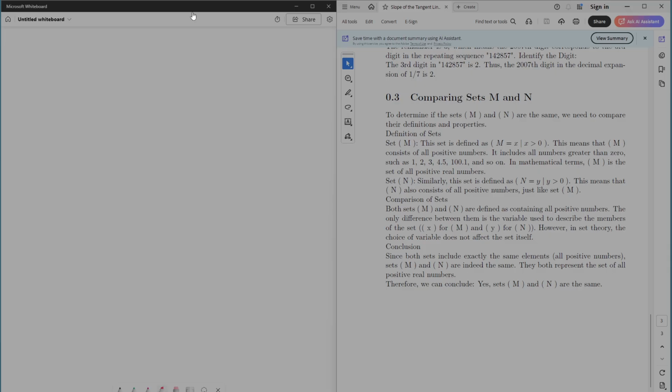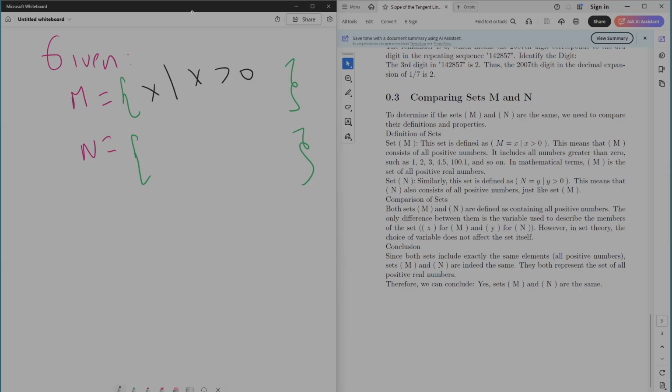So, given M equal to and N equal to, you are given two sets. Set M is X such that X is greater than 0, and N is Y such that Y is greater than 0.